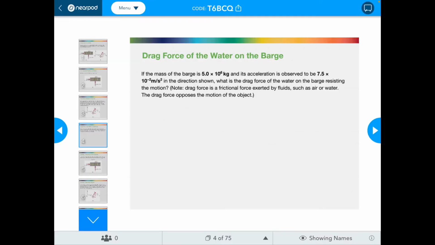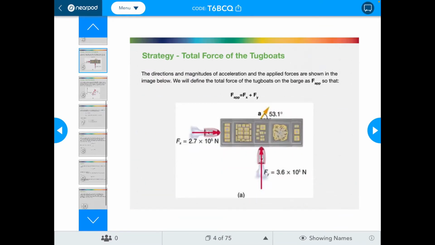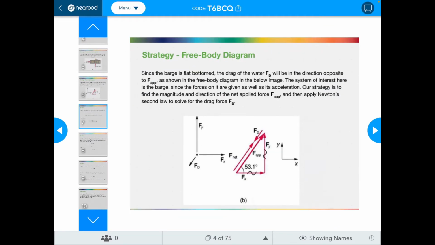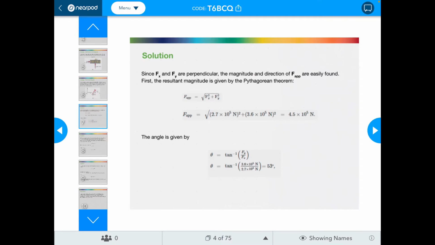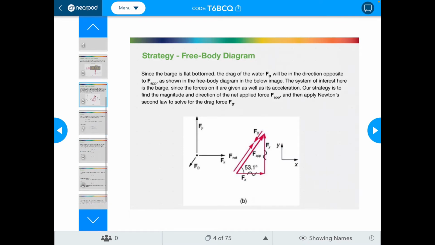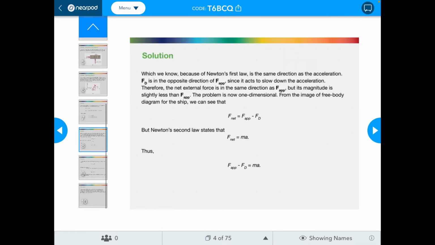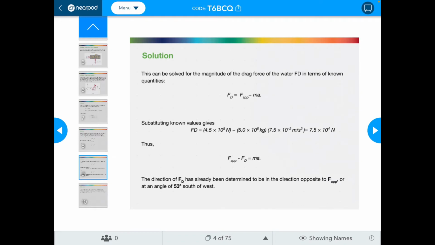I'm going to jump back to the Nearpod here, so we can see their work as well from the textbook, OpenStax. There they are getting, for some reason they got the angle, but it's already in the pictures, so there's really no reason to calculate that out. And there's the formulas we used as well. F net's equal to MA, F net's equal to the applied force minus drag force, set them equal to each other, and work your way through there and solve it.